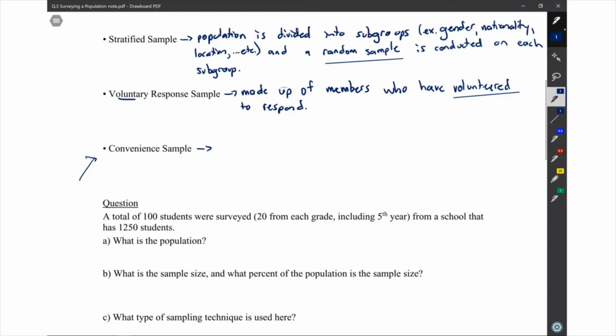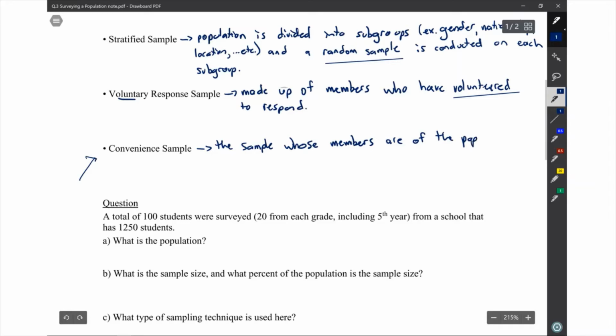So the sample whose members are of the population that is most easily collected.